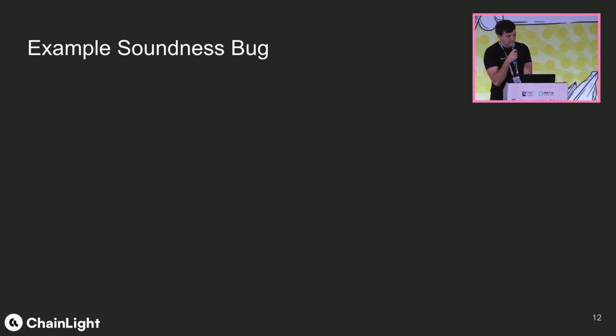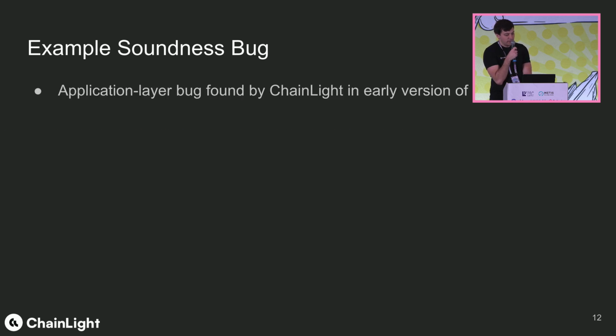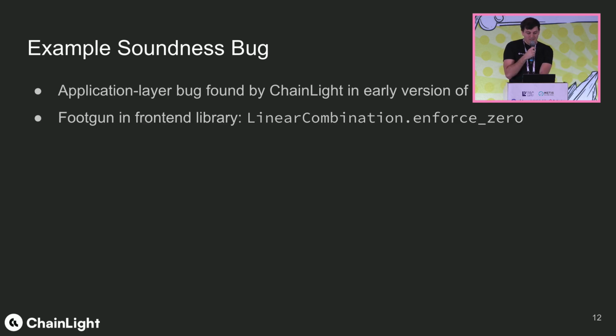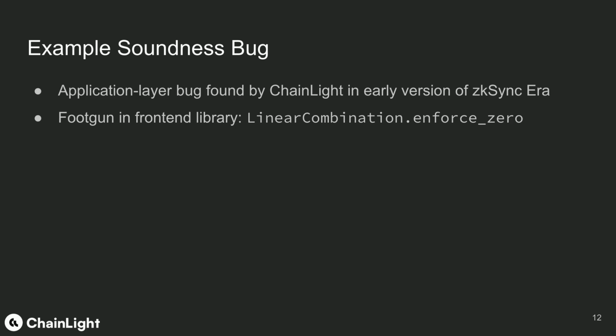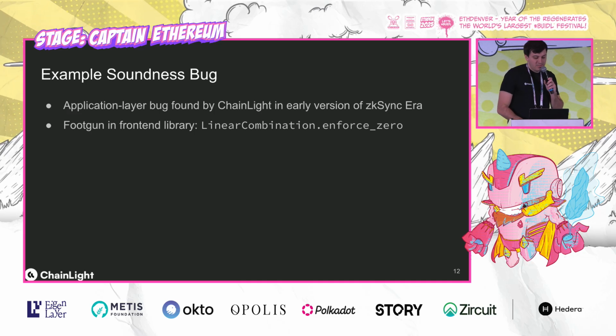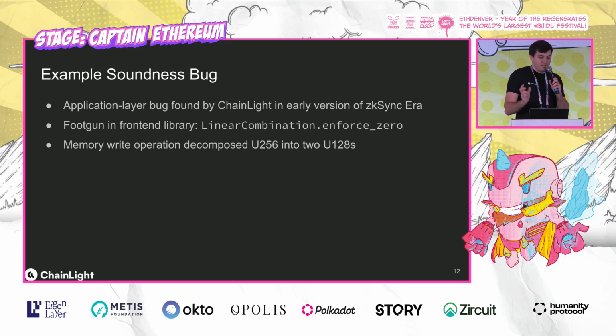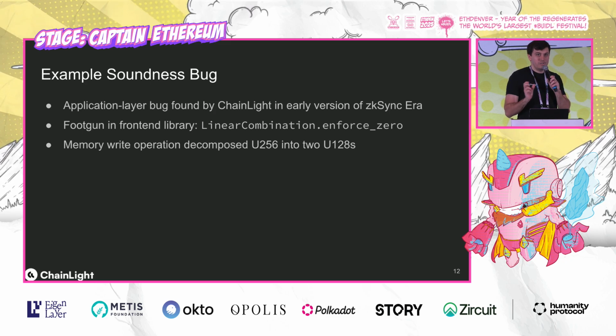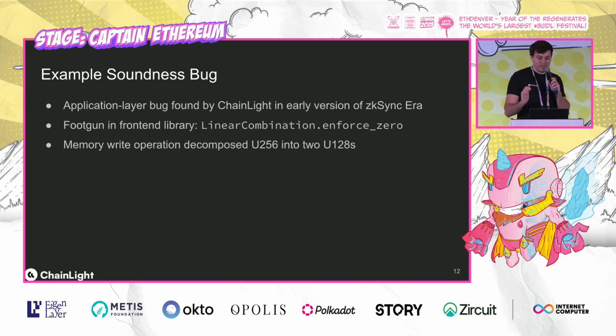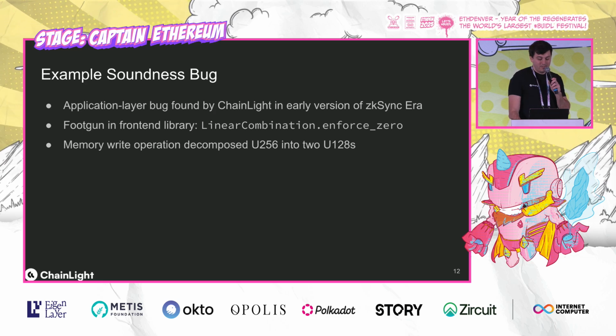So I want to give a quick example of what a soundness bug can look like and how it can be exploited. This is a bug that ChainLight found in an early version of zk-sync era. Basically, it's an application layer bug, but I view it as more the fault of a footgun in the front-end standard library. There's something called a linear combination gadget, and it was very easy to forget a call to a certain function that actually generates the constraints. You could construct the linear combination, but forget to constrain it.